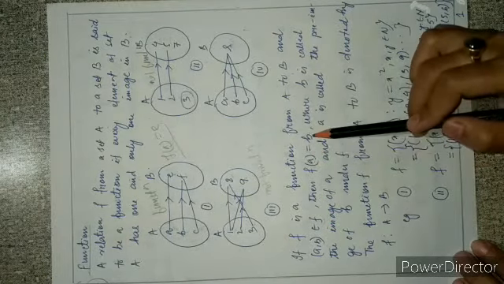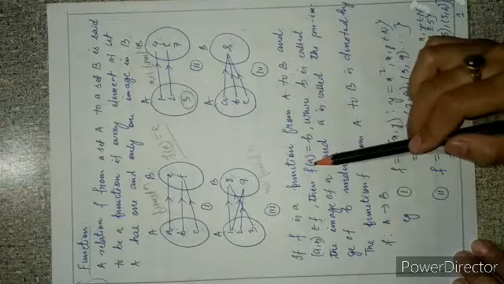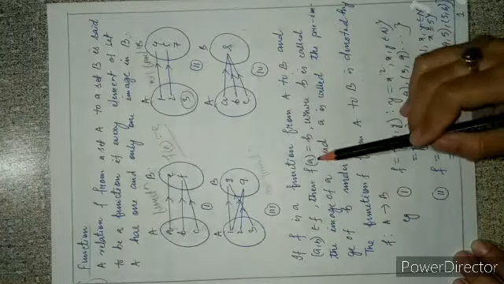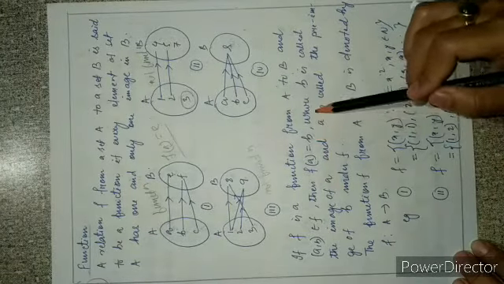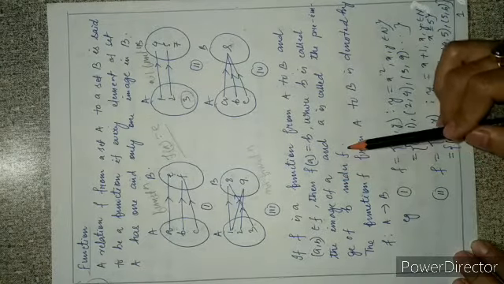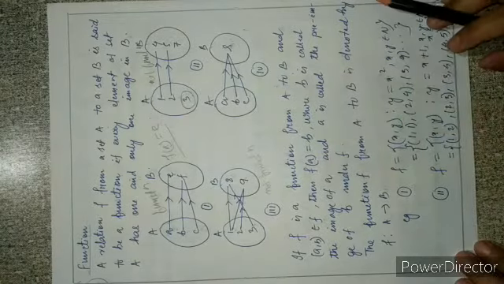This element A is mapping to B, where B is called the image of A and A is called the pre-image of B under the function f.